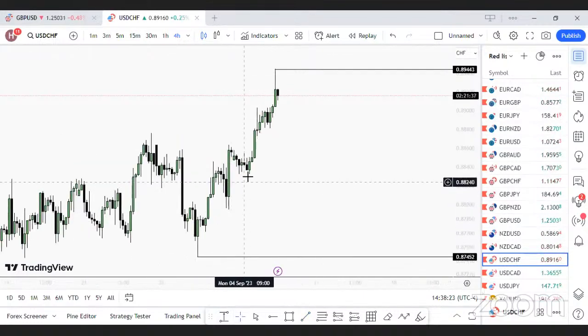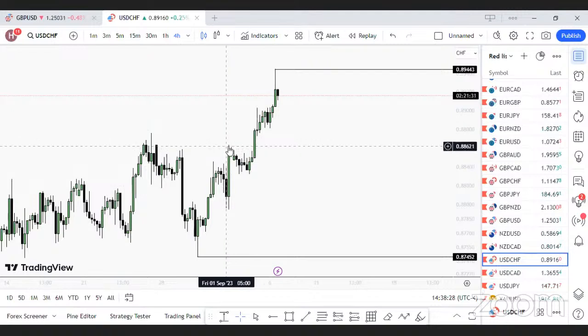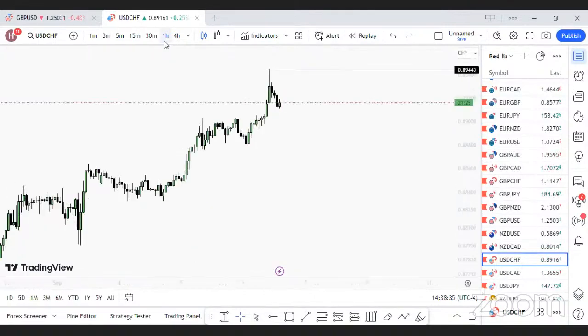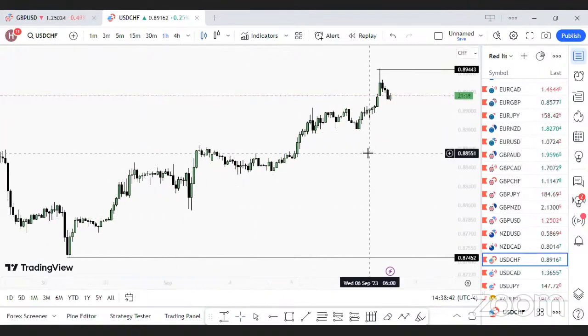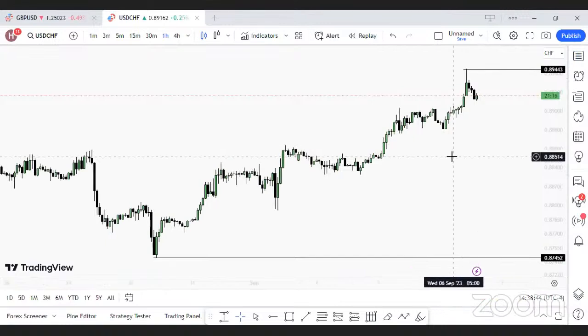So right here, this is the 4 hour time frame, and let's go to the lower time frame, the 1 hour, so that we can see our highs and lows, and how they got broken clearly. So you see, this is our 1 hour time frame, and it's wider.